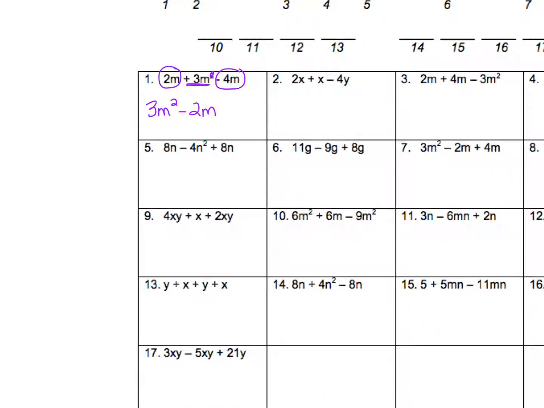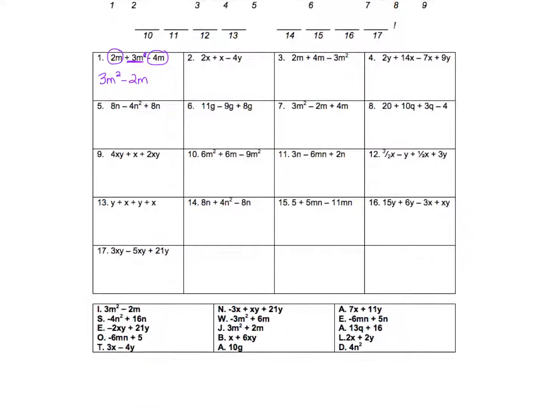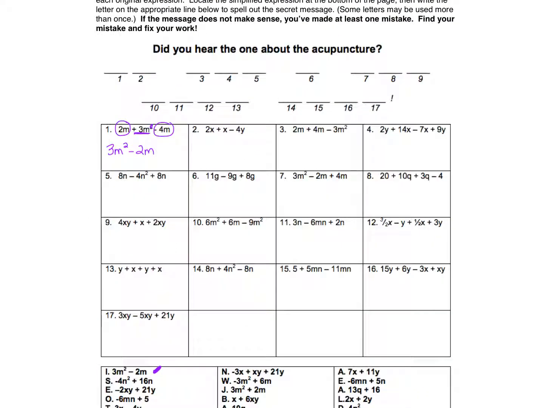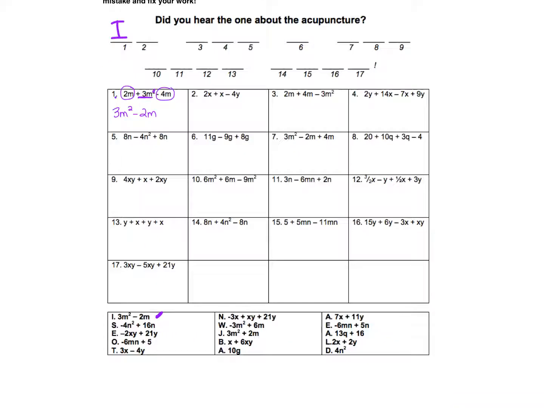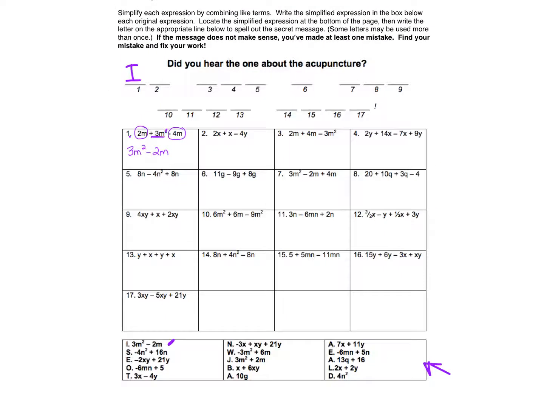We're going to go to the bottom of the page and find that answer, which for us it's the very first one right here. See how it has an I next to it? So for number 1, we're going to put an I in that blank. And you'll keep doing the whole entire thing. 2 of the answers at the bottom are going to be used twice, and it will fill out a saying that completes the joke. And that's the assignment for today.